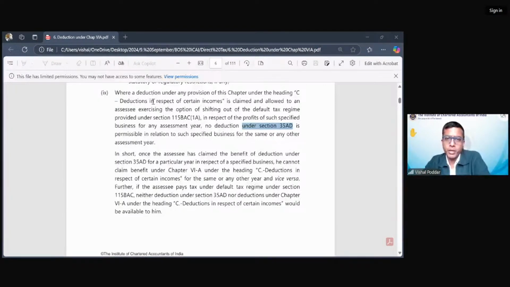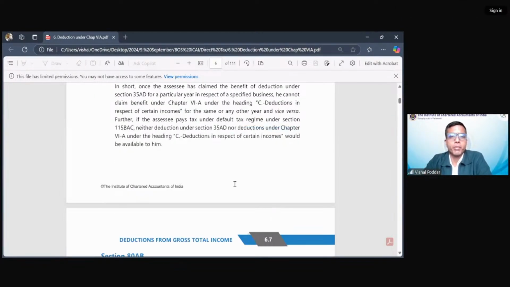So if you have claimed here, no deduction under this is permissible. Vice versa, if you are claiming here, no deduction under Chapter 6A would be permissible. This is same like the above point number 4, where they were comparing SEZ with heading C. Now they are comparing 35AD with heading C. The logic remains same.